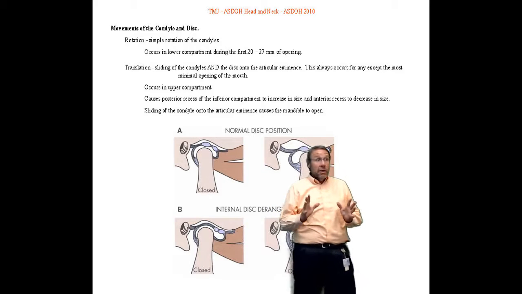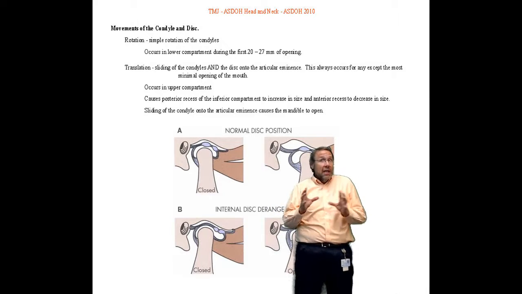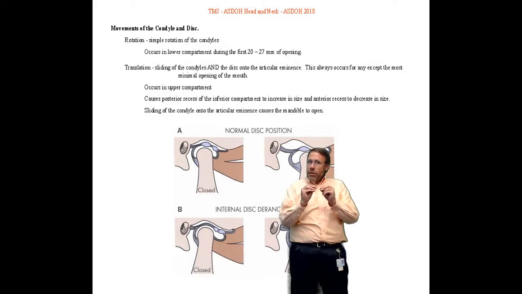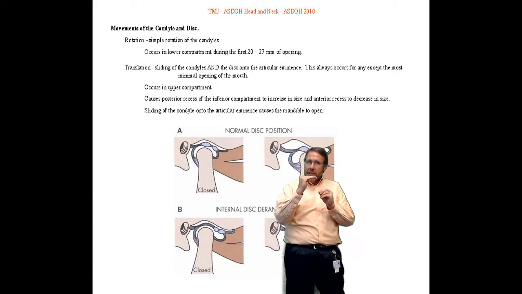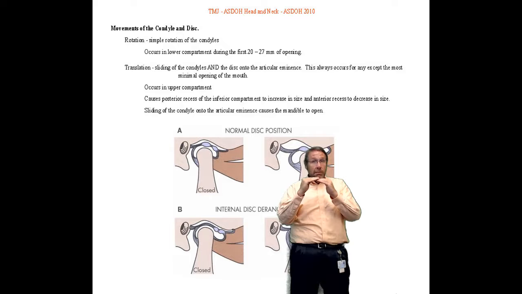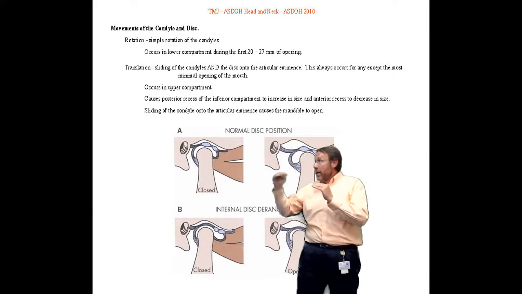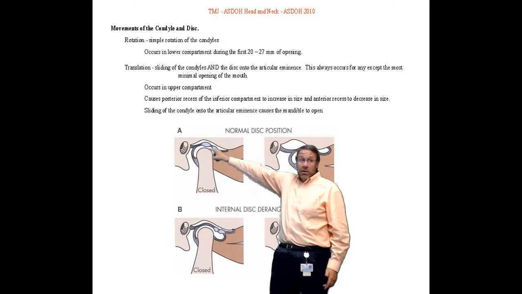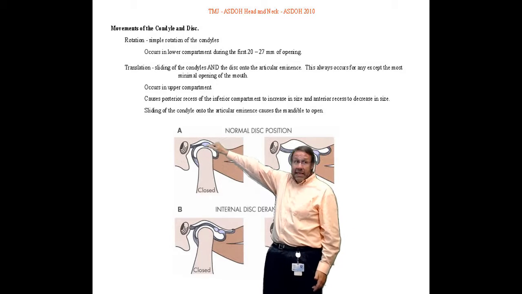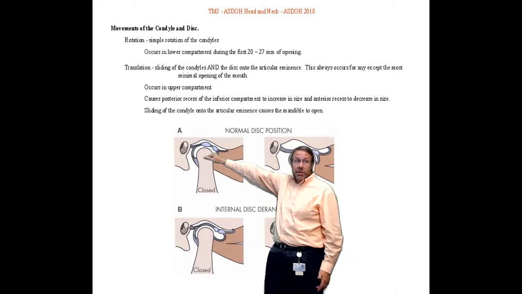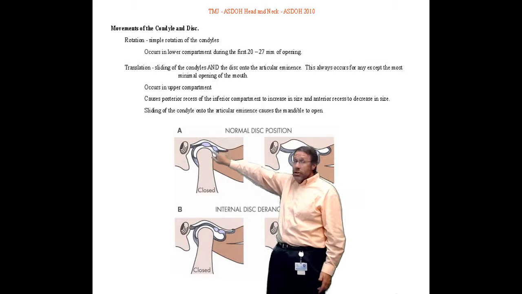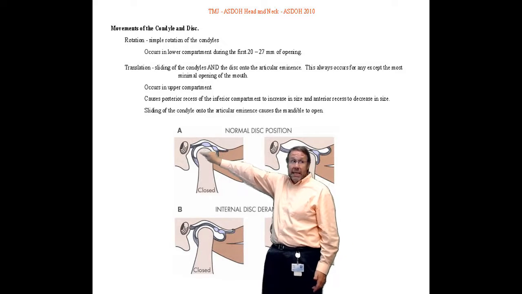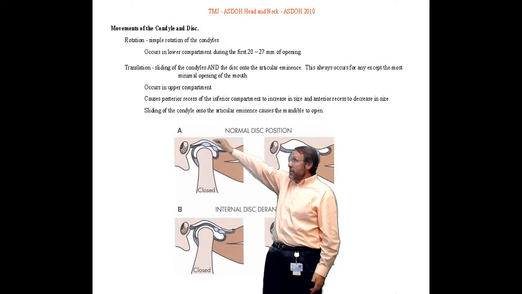All right, so this slide, we're going to talk about the movements of the condyle and the disc. Now, if you remember, there are two compartments. That disc separates the TMJ into two compartments, an upper compartment and a lower compartment. And you can see over here, the disc is right here, okay? And then above that disc is a compartment, and there's bone above that. And below that disc, there's a compartment. And the condyle is below the disc. So there's the lower compartment just below the disc, and the upper compartment is above the disc.